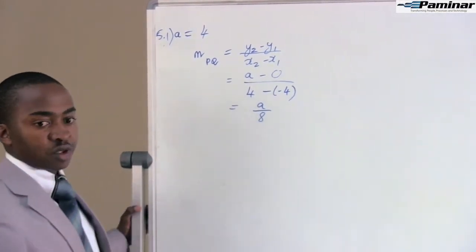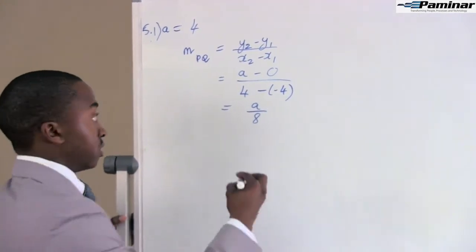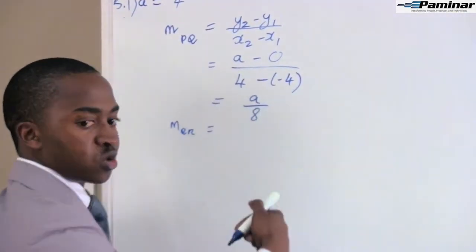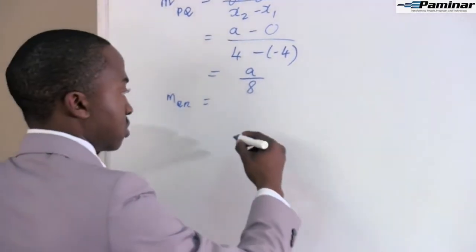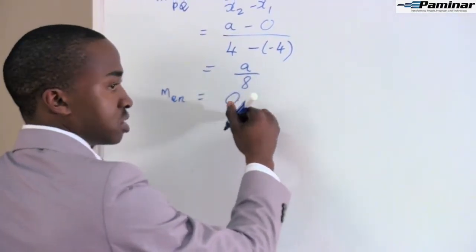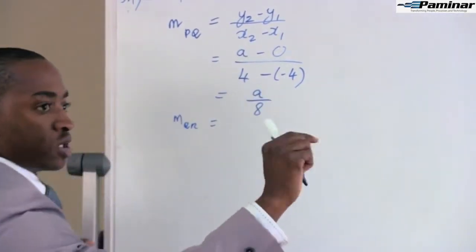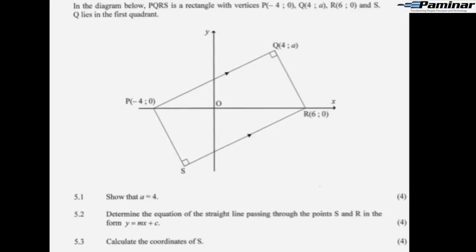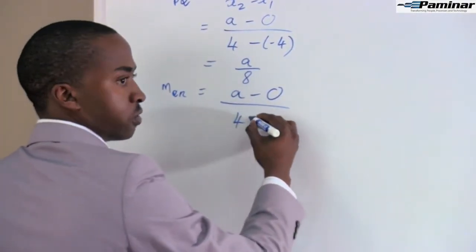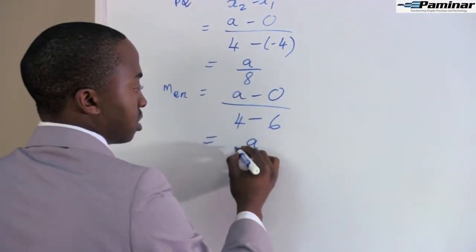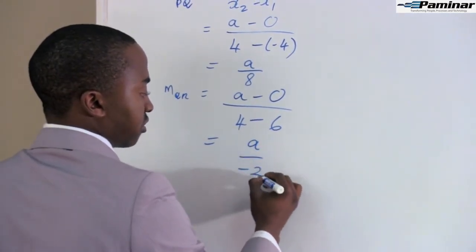Let's also now try to find the gradient for QR. We'll call that MQR. Once again, it's y2 minus y1 over x2 minus x1. Considering y2 from Q, that would be A minus 0 over 4 minus 6, and this is A over -2.